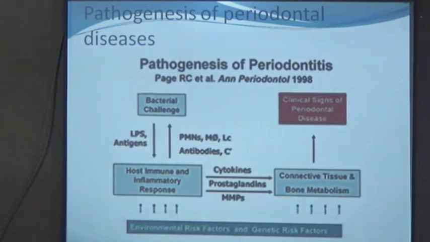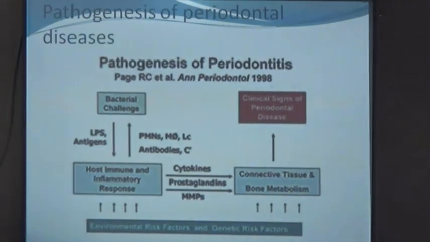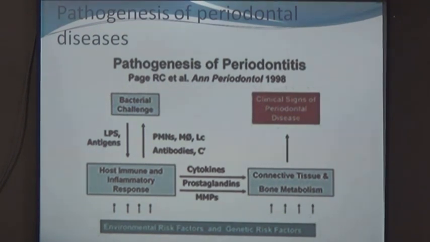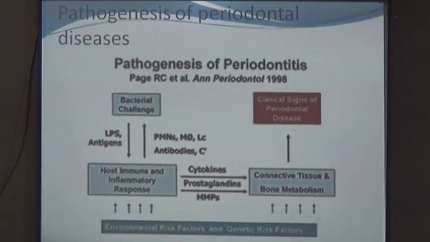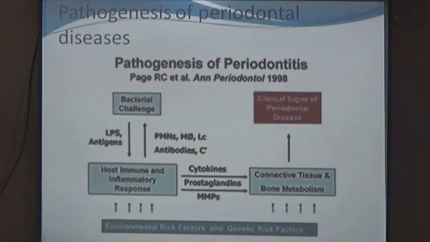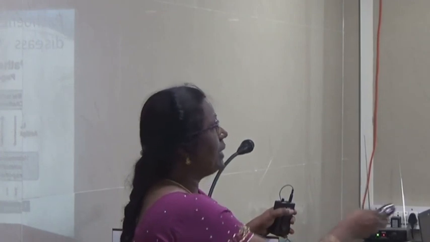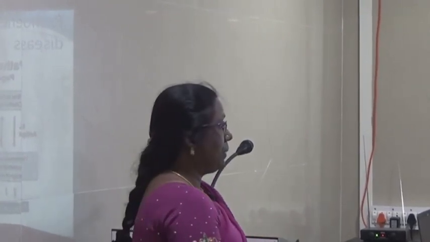See, bacterial challenge releases LPS. LPS is nothing but endotoxins. Then the host immune and inflammatory response: cytokines are released. I told you, pro-inflammatory cytokines are interleukin 1, interleukin 6 and tumor necrosis factor. All three are pro-inflammatory cytokines. Then connective tissue and bone metabolism get affected. Only then do the clinical signs of periodontal disease come. Are you able to understand this?